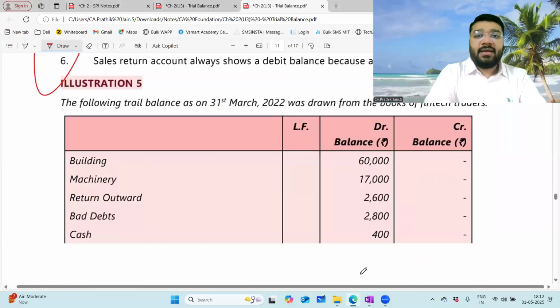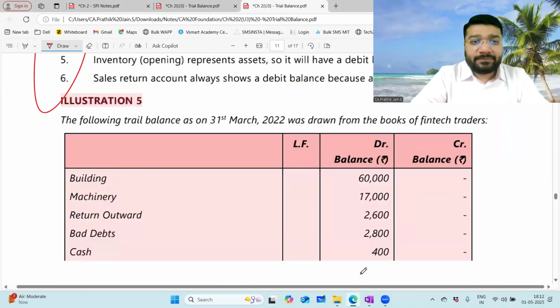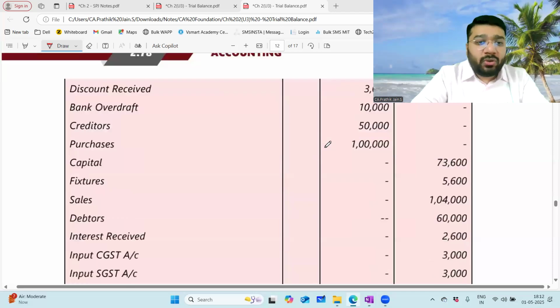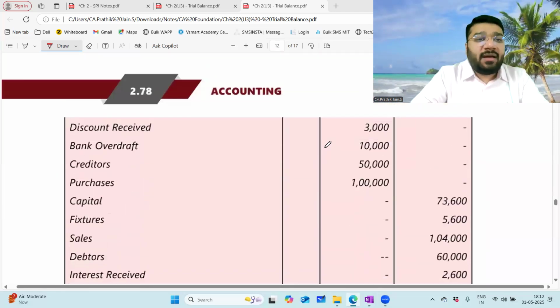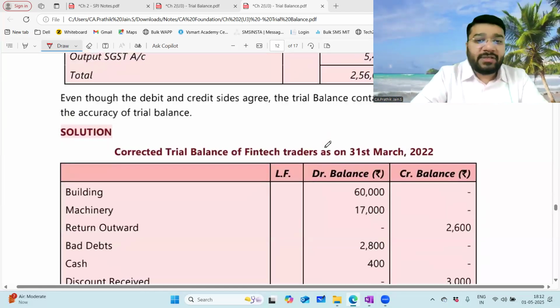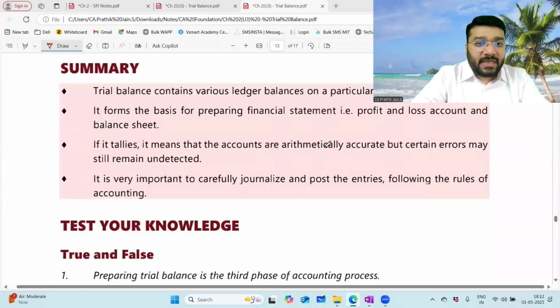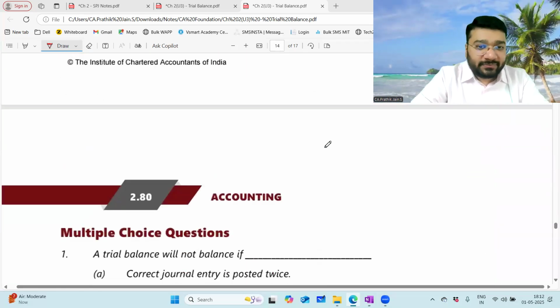Okay. Illustration number 5. Can I go forward? Online people, can I go forward? Yes, sir. How many questions are there in total? Oh, this is GST. Yeah, wonderful. Leave it now. I'll do after GST. That's all. Oh my God. Finished.